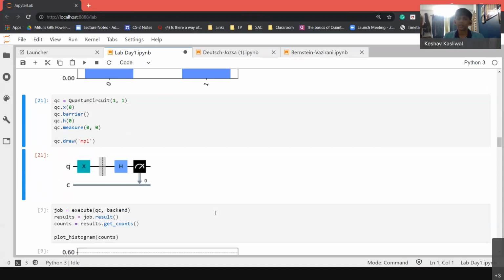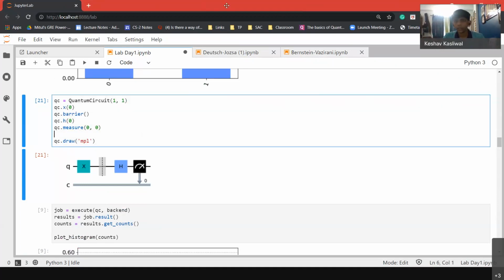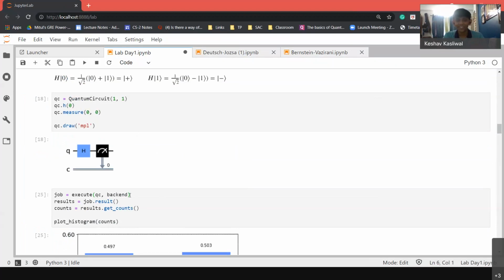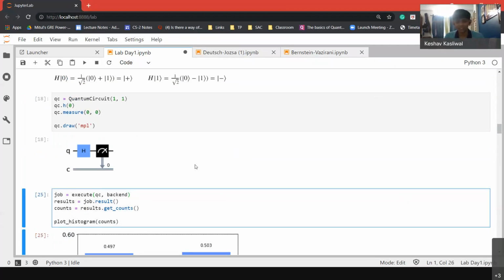Now, what if it was the minus state, that is 1 by root 2 times of 0 minus 1? So how do we get that? Okay, so there's another question over here. We know from statistics that if the number of shots is increased, the expected probability distribution will be reached. It is true, but there is something known as the computational limit over here as well, right? Because I cannot execute a 10,000-shot circuit on my laptop, because it would hang everything. But that is what I meant.